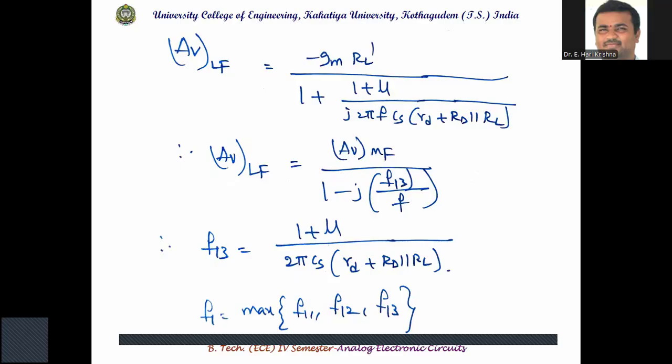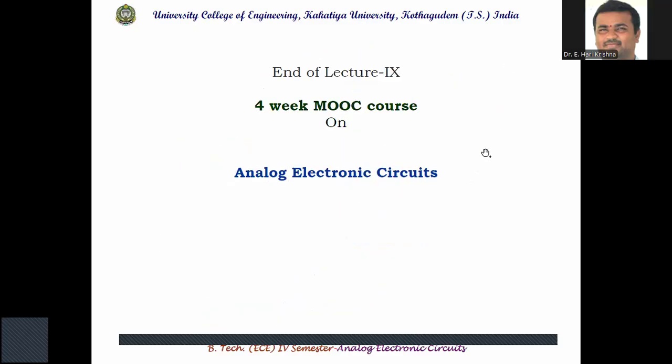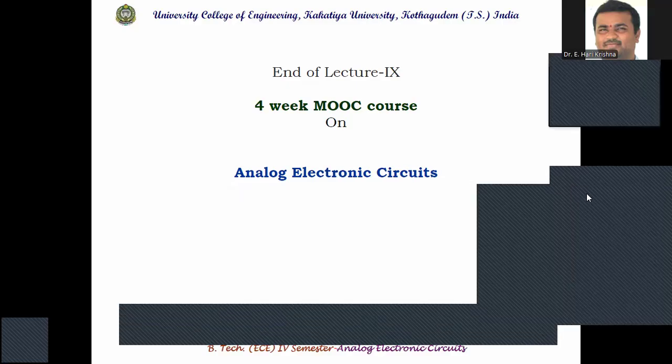f21 and f22 were discussed in the previous session. Corresponding low-pass filters overall, f2, the upper cutoff frequency, is the minimum of f21, f22. So that's all for this session. Consolidation of all the results will be shown in the next slide.